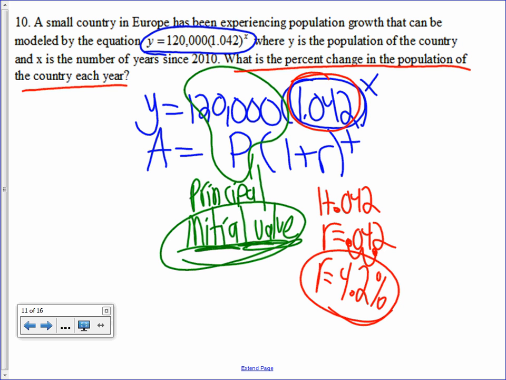It could have just as easily said what was the initial amount of the population. It could have asked what each thing represents. So it's very, very important that you know what each component represents.